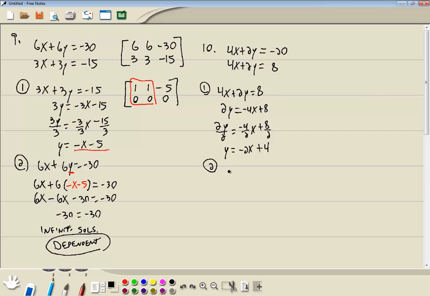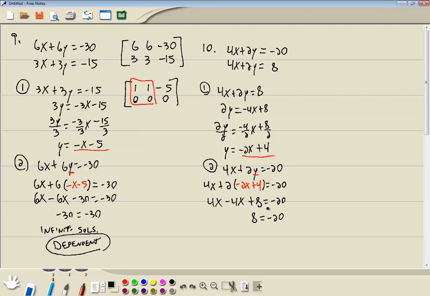Step 2, plug this into the other equation and solve. So we got 4x plus 2y is equal to negative 20. Now, right up here we said y is equal to negative 2x plus 4. So we're going to replace the y here with negative 2x plus 4. So first thing I'll do is go through and put parentheses in for the y. And again, we said y was this, so we're going to plug that in. So we got negative 2x plus 4. Well, 2 times negative 2x is negative 4x. 2 times 4 is 8. 4x minus 4x drops away, and we got 8 is equal to negative 20.